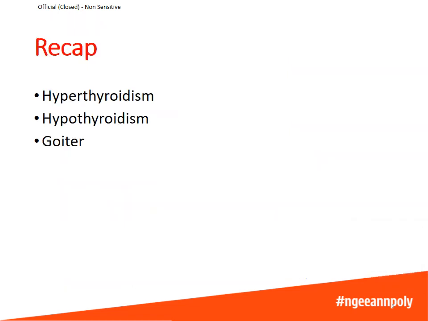In this section, we have covered hyperthyroidism, hypothyroidism, and goiter. Before moving on to the next section, try to recall what these conditions are and what causes them.